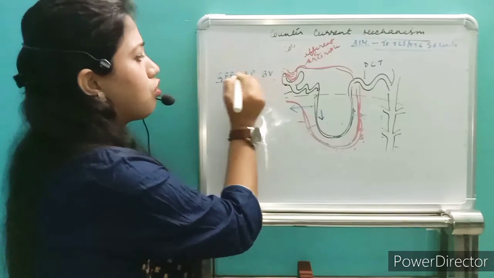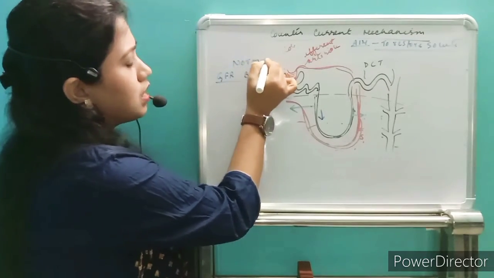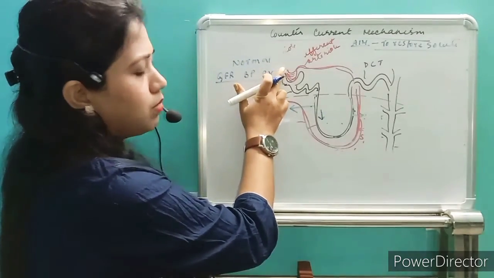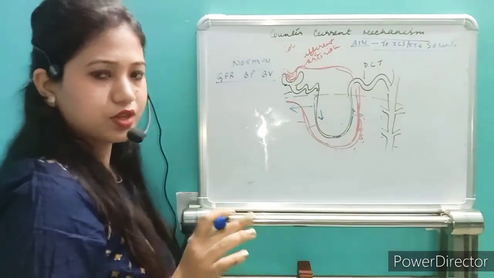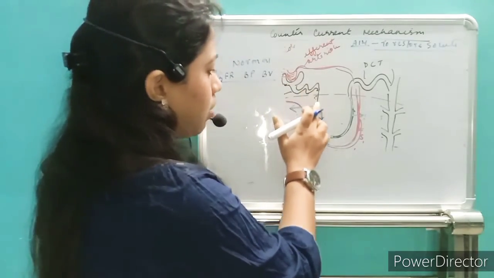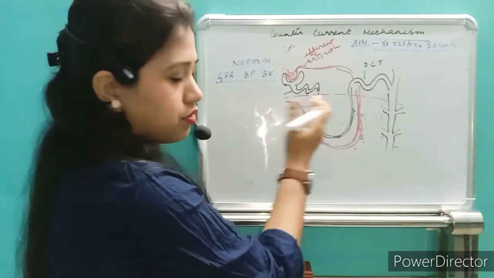blood volume is also normal. So all of them are normal. Then what happens? From this afferent arteriole, blood will enter, and from the efferent arteriole, here in this glomerulus region, filtration occurs. So nephric filtrate will go down. Water from this nephric filtrate will be taken out.